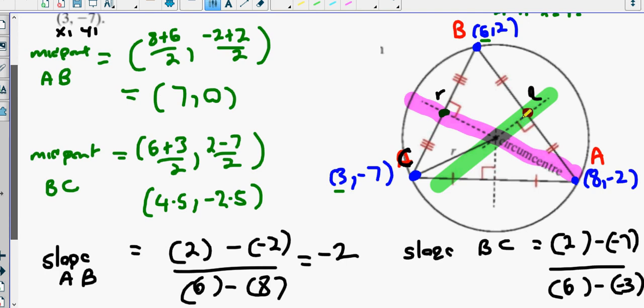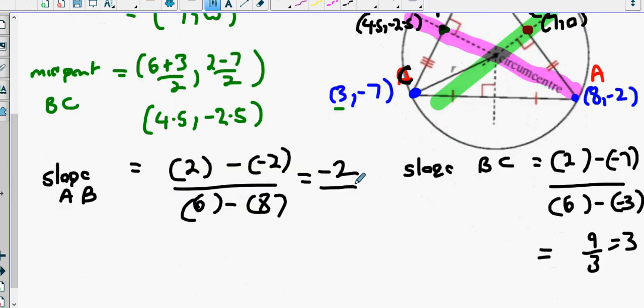So my next step is to get the equation of the line using 7, 0. So this here is going to be midpoint AB. This one's 7, 0. And this one here is 4.5, minus 2.5. Alright, let's start off with the easy one, AB. So, what's a perpendicular slope to minus 2? Half. Okay, and what point do I have to use?